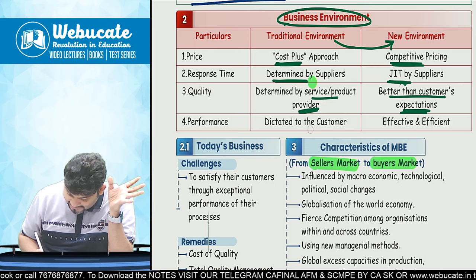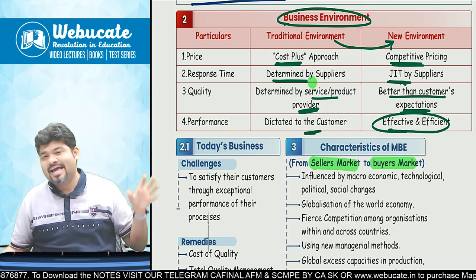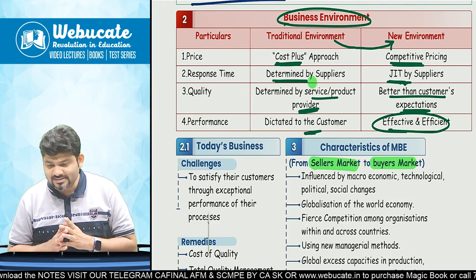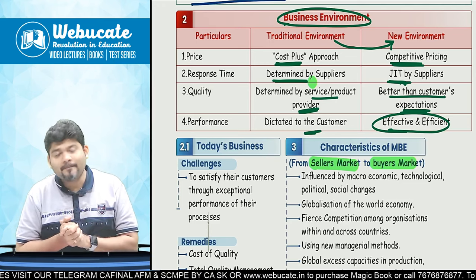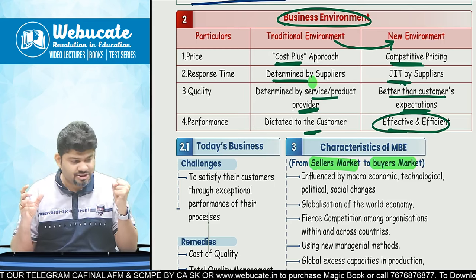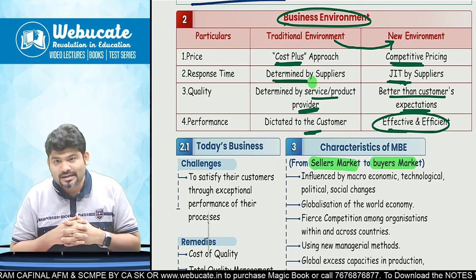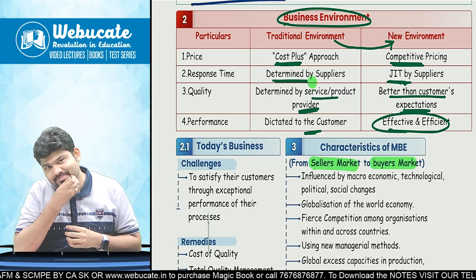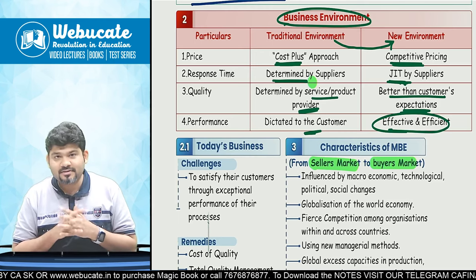And performance was dictated to the customer. Now, it is efficient and effective. Alright guys, so that's how the whole system is based, divided into traditional environment and new environment. Traditional environment: cost plus approach, determined by suppliers, quality based, determined by the service or product provider.